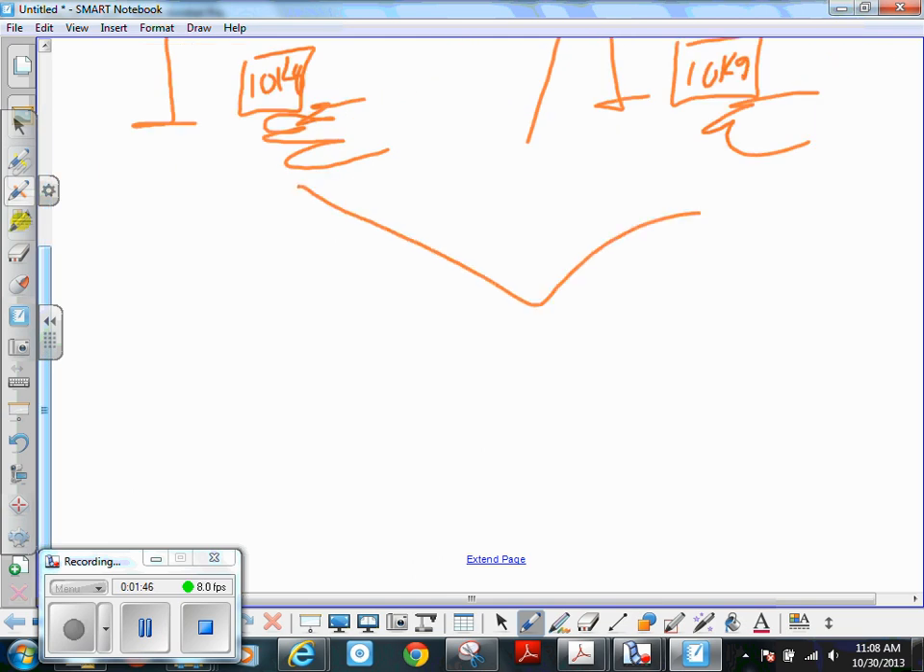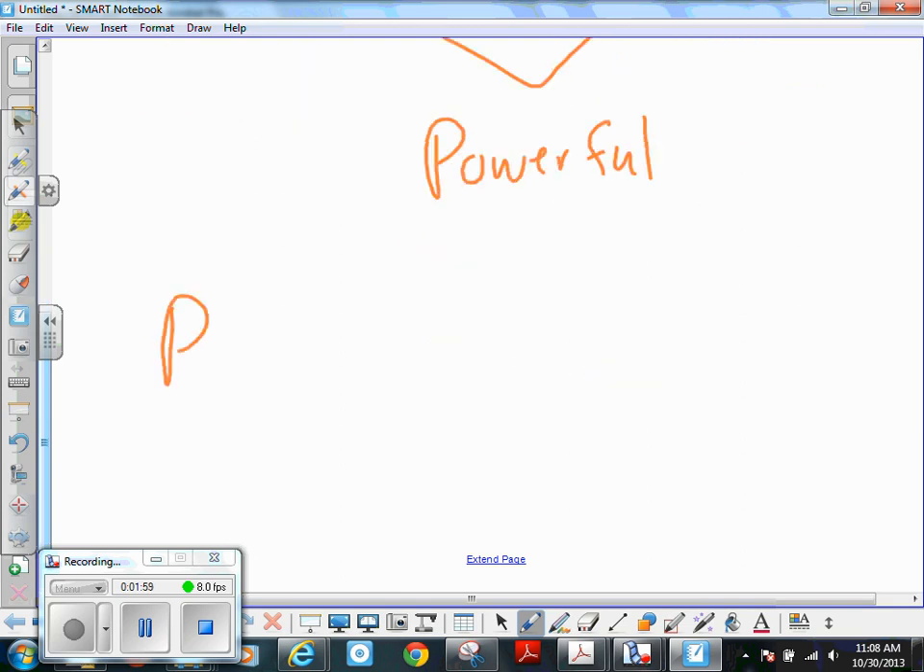So the word power then is describing the difference between these two. Because if we just use work, they're doing the same amount of work, but if someone does it faster, then we say they're more powerful. So the physics definition of power then is the rate of work, or work per time.